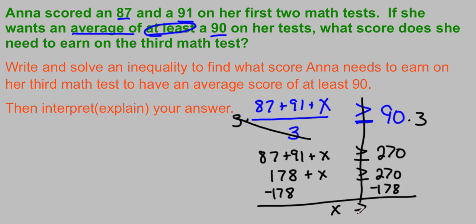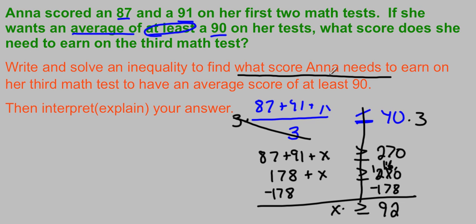And x is greater than or equal to, well, we can do a little borrowing here, for those of you who aren't comfortable doing it in your head. And we get a score of 92. So x is greater than or equal to 92. Again, can you really understand what that number means other than just plugging it in and getting it out of your inequality? We were talking about what score Anna needs to earn. Sorry, that was a really bad straight line.